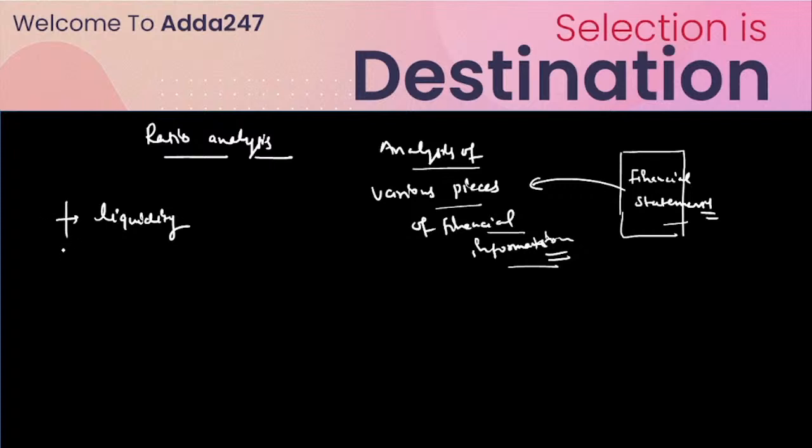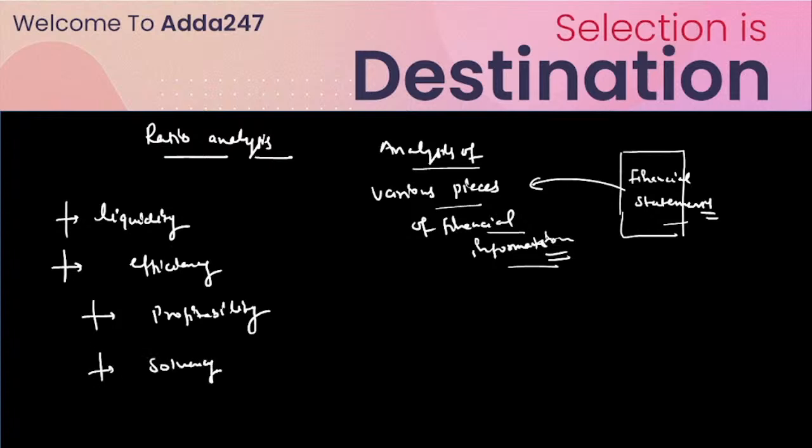This is much important to understand. This is used to evaluate liquidity, efficiency, profitability, and solvency. These are the major categories for which we use ratio analysis, that is, to evaluate the liquidity, efficiency, profitability, and solvency of any company or organization. And it is mainly used by the external analyst.